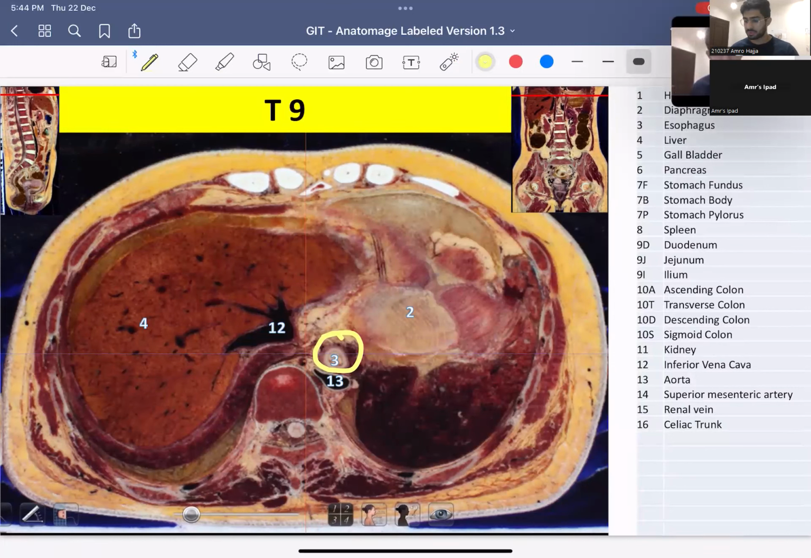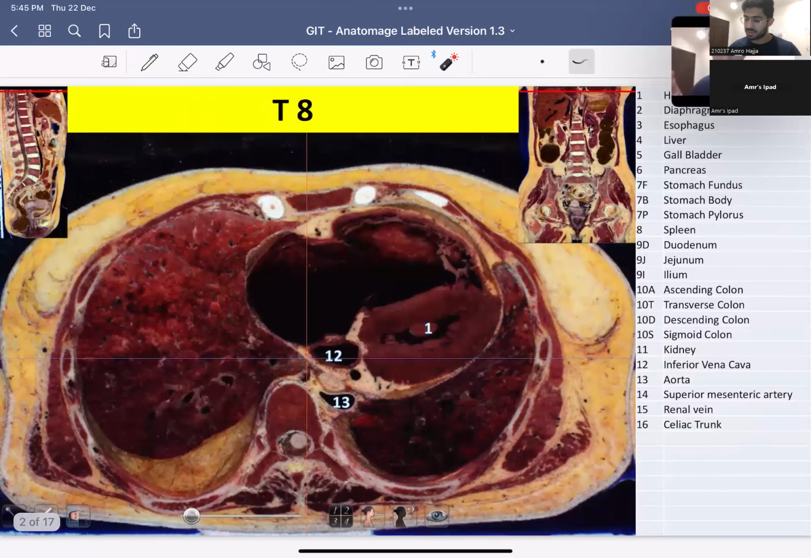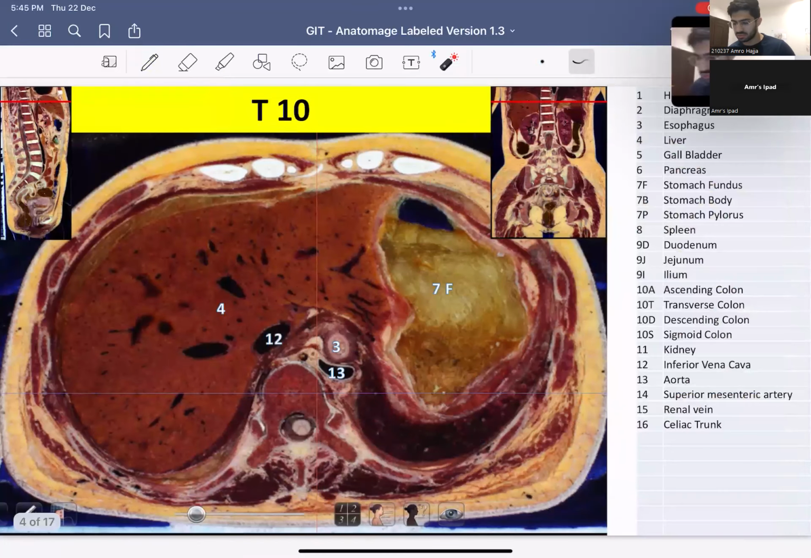Okay, so now we went over some questions about the esophagus. As we said, here we have the descending aorta, and here we have the diaphragm. So how to know that this is T9? Lung, liver, diaphragm. T8, the heart. Okay, now let's just move on to the T10.